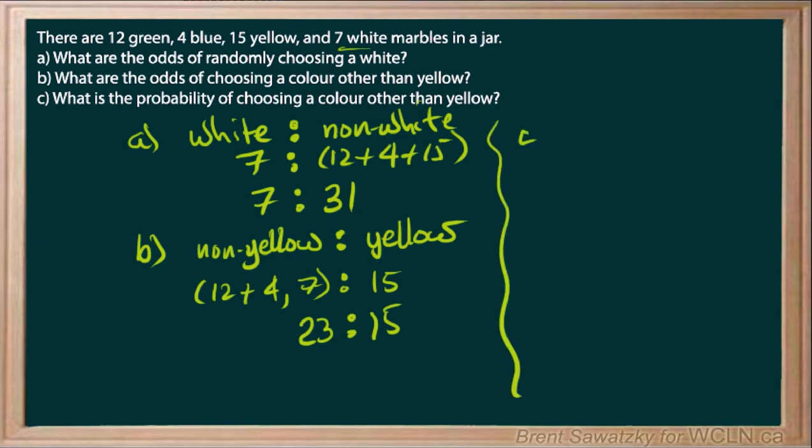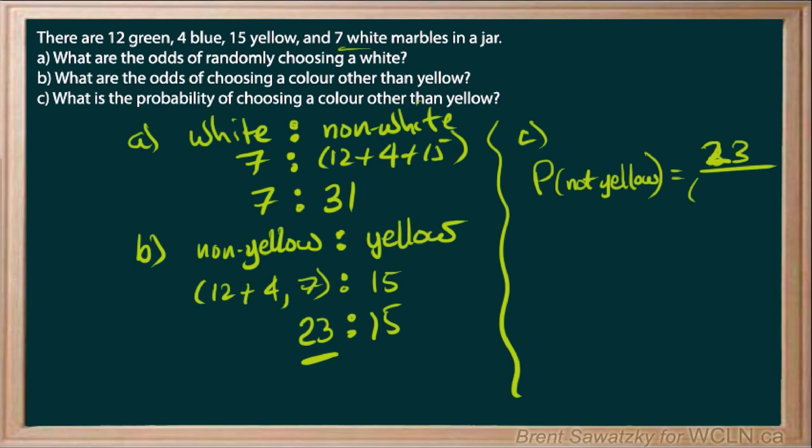Let's give ourselves a little room here. What is the probability of choosing a color other than yellow? All right, so probability, again, a little different than odds. We'd say probability that it's not yellow. And in this case, what we're doing is we're saying, well, what are all the non-yellows available? Now, we already added that up in the previous question, part B, and we came up with 23. And remember, probability, on the bottom, we want the total.